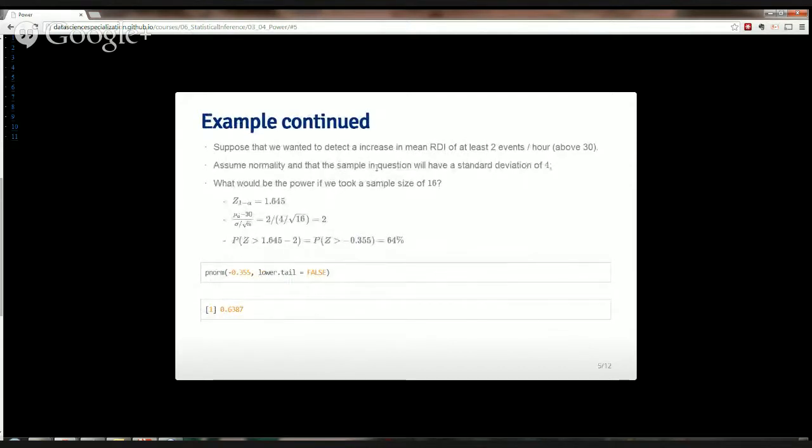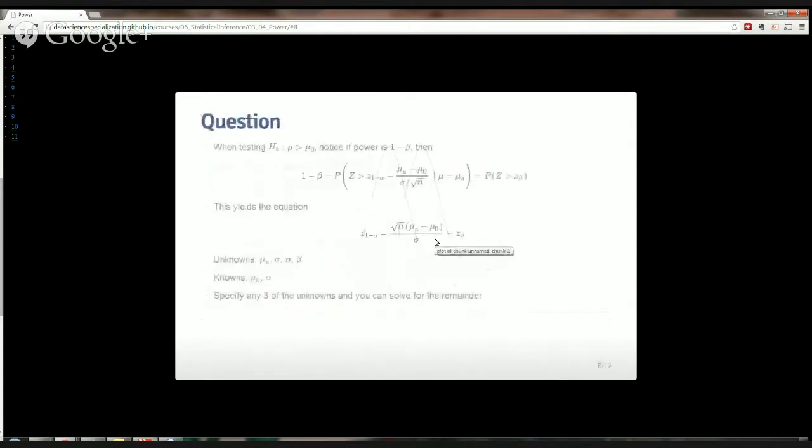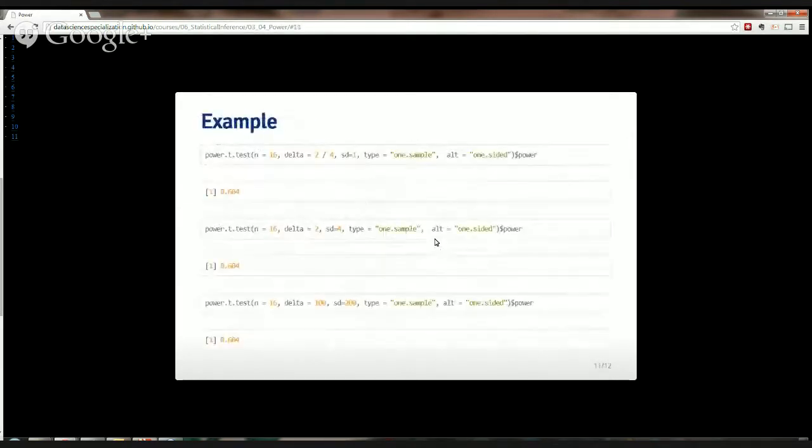At any rate, okay. Assume normality and that the sample in question will have a standard deviation of 4. What would be the power if we took a sample size of 16? Okay. All right. So this all looks reasonable, and then let me see what slide 11 is saying. So it's not... Yep. Oh, okay. Thanks, Stephanie.